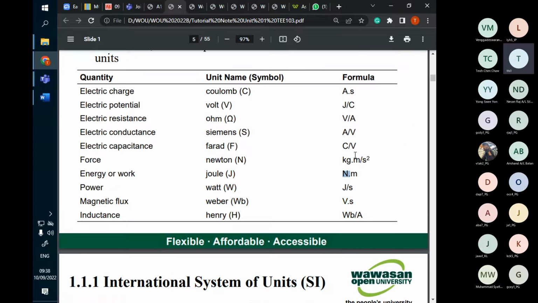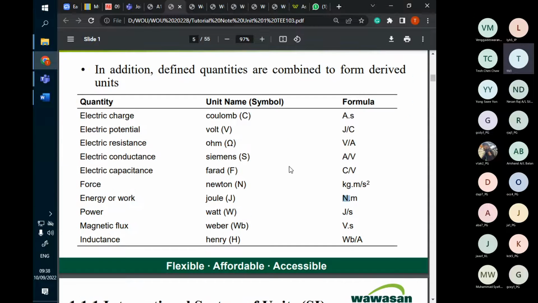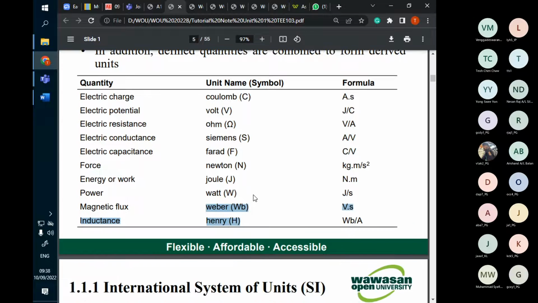Okay, so you don't need to actually try to memorize everything here. I just show you some of the units used frequently in this circuit. Okay, some of these units you may see in later chapters, not right now.